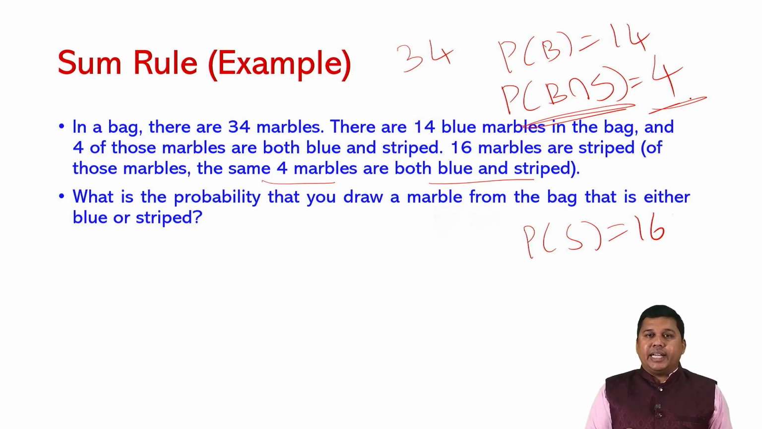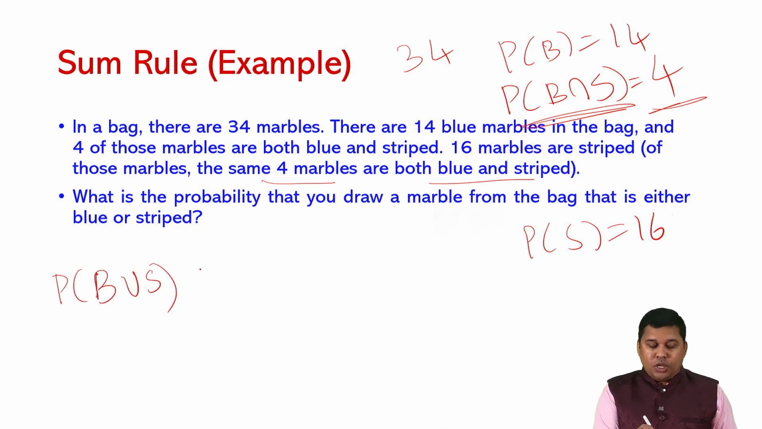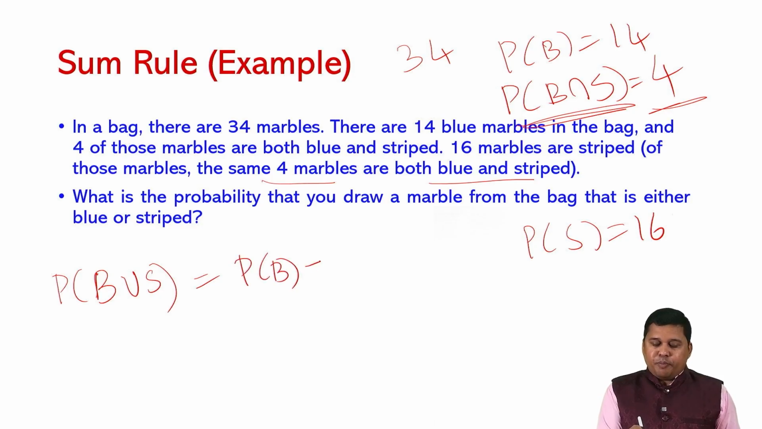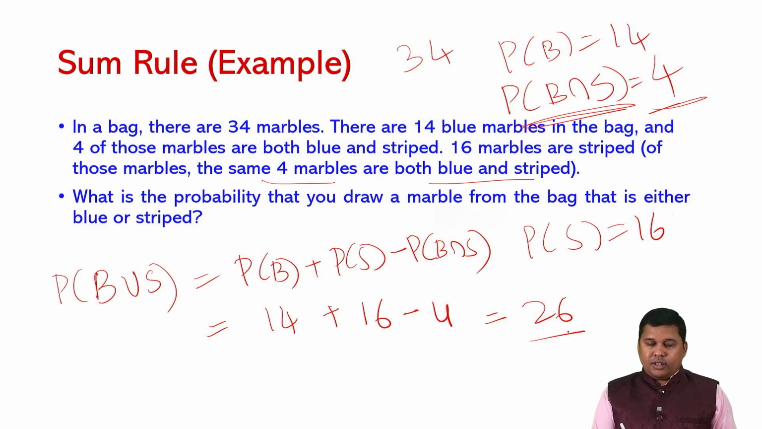Now, what is the probability that you draw a marble from the bag that is either blue or striped? So, they are asking us to find P of blue union striped. You have the data with you. So, P of B plus P of S minus P of B intersection S. What is the value of P of B here? P of B we know from the question is 14, plus P of S is 16, minus 4. So, what is the value here? If you subtract, you get 26, right.